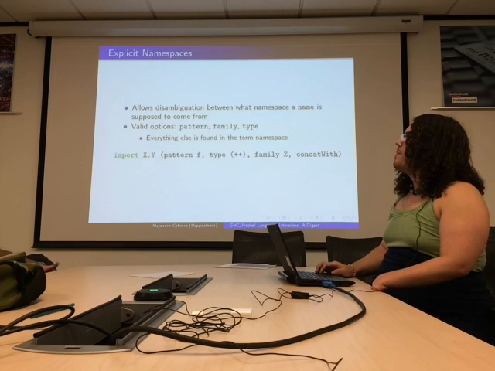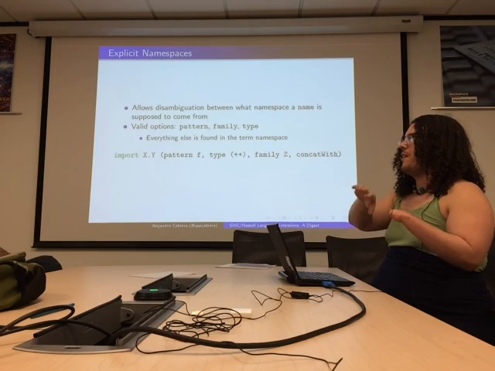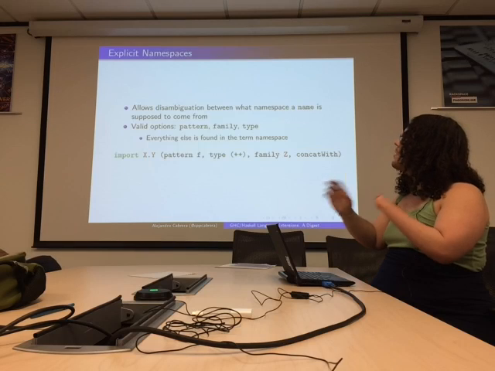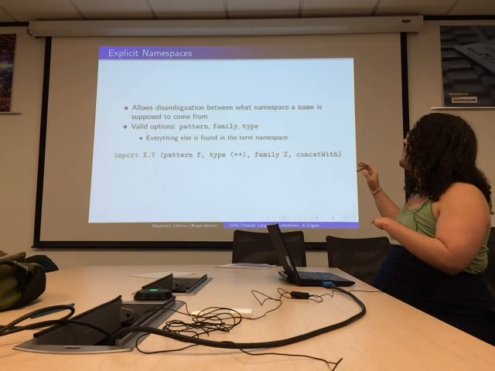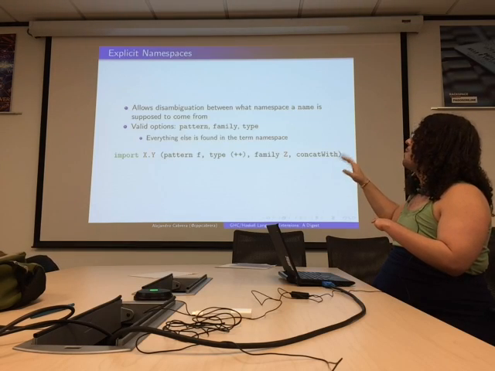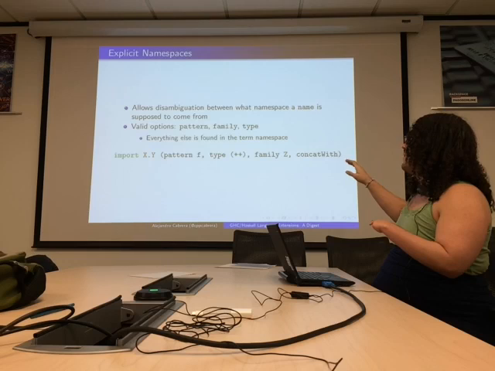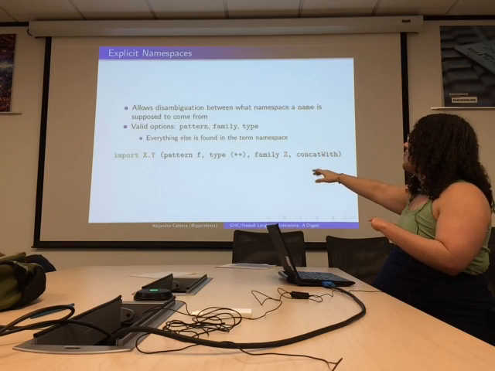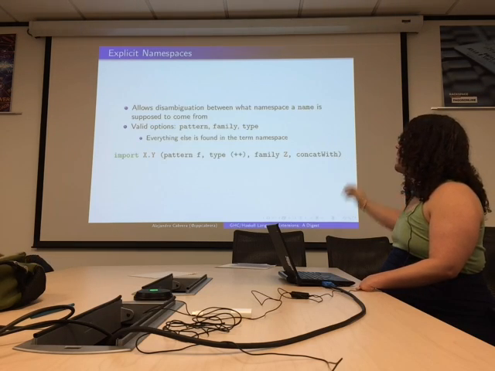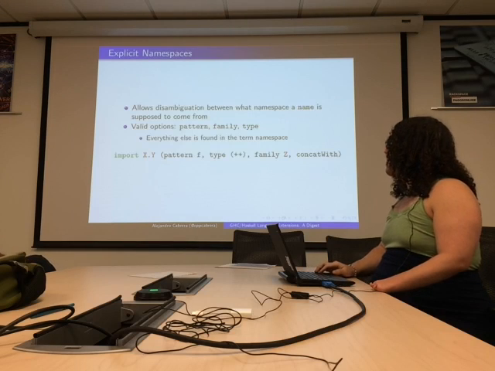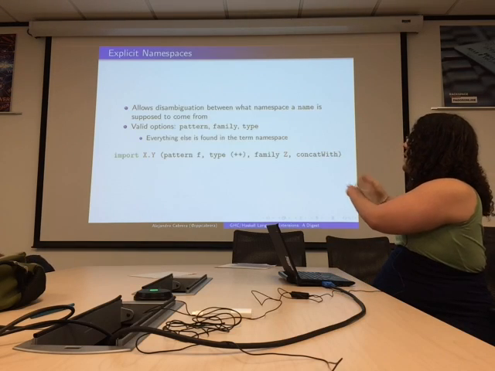So here's one that comes into play when you start working with a lot of the other advanced-ish extensions: explicit namespaces. It allows you to disambiguate between what namespace a name is coming from. Valid prefixes here are pattern, family, and type. For example, what we're importing here is a pattern F, type operator ++, family Z, and then concat with, which just lives in the term namespace. So that's kind of the scope of all the things the Haskell language is doing right now.